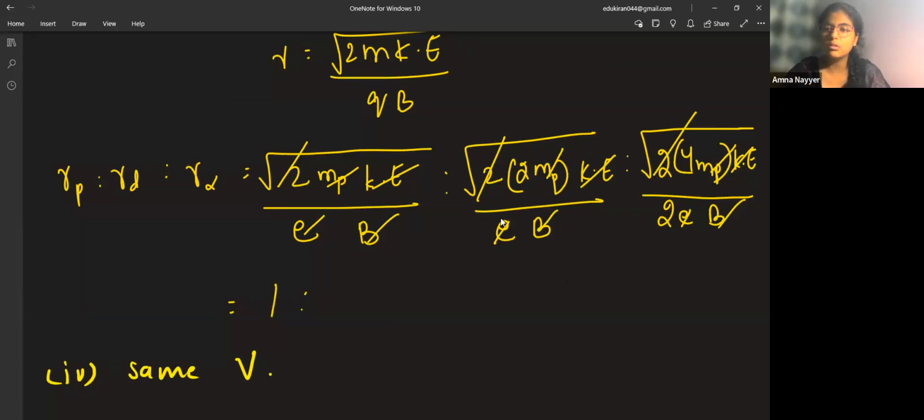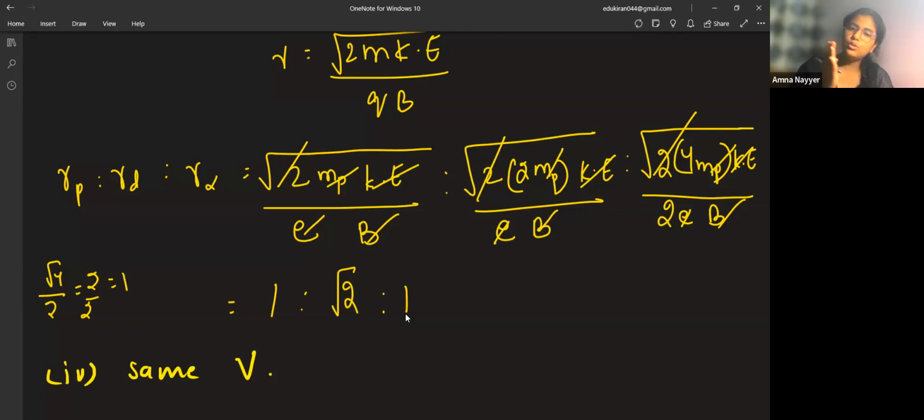So 1 is 2. From here, this 2 under root 2 is left. From here, under root 4 is left. So this becomes under root 4 by 2. See class, under root 4 by 2, that becomes 2 by 2, which is 1. So 1 is to root 2 is to 1. This 2 and this 2 got cancelled. So that became root 2. All right.